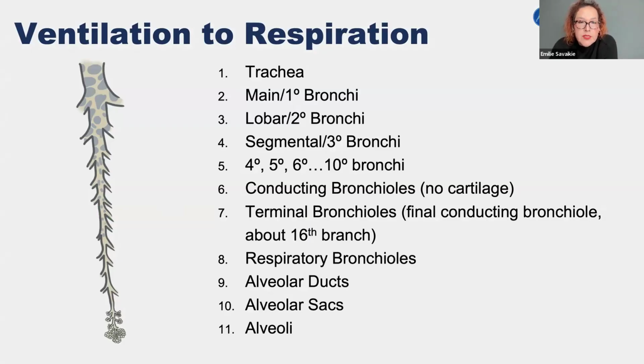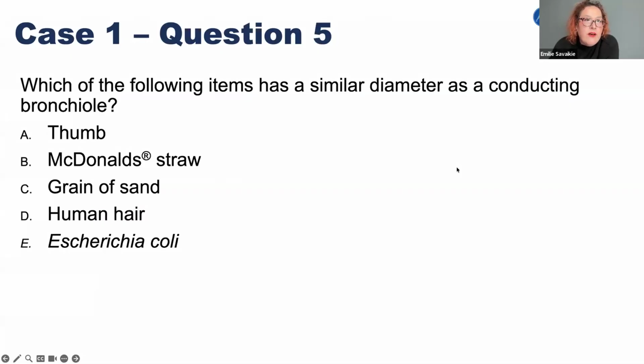Okay. All right. So which of the following items has a similar diameter as a conducting bronchiole? A, your thumb. B, a McDonald's straw. C, a grain of sand. D, a human hair. Or E, Escherichia coli.